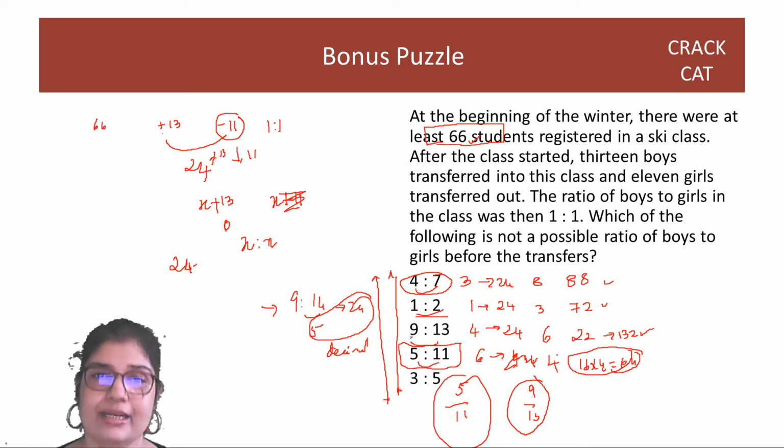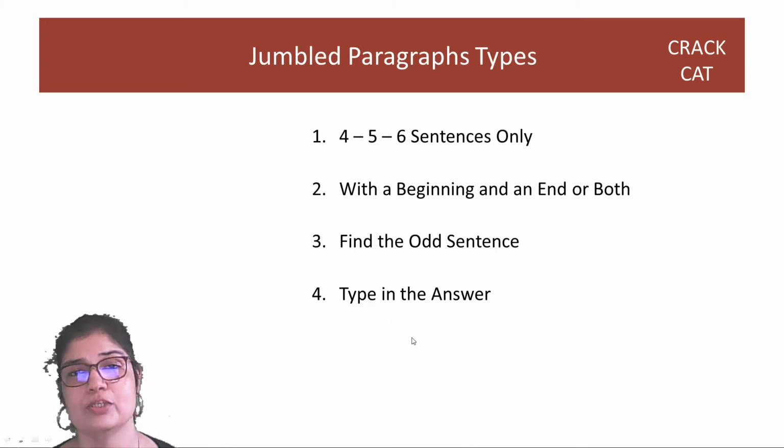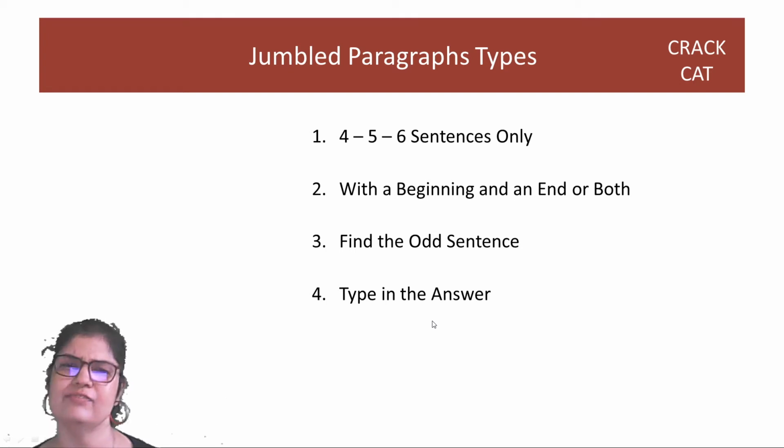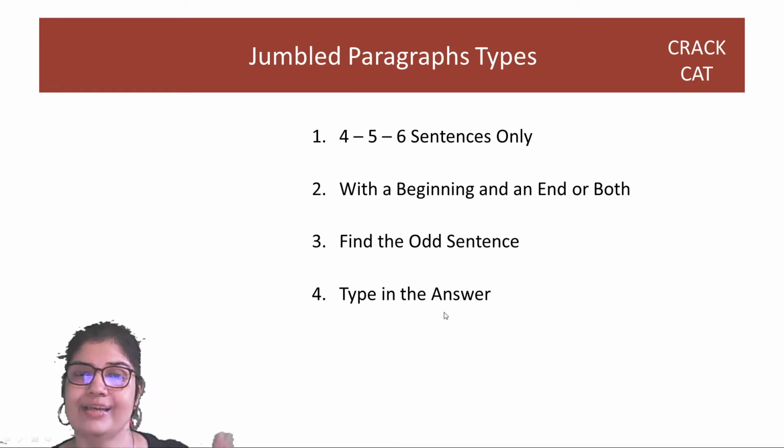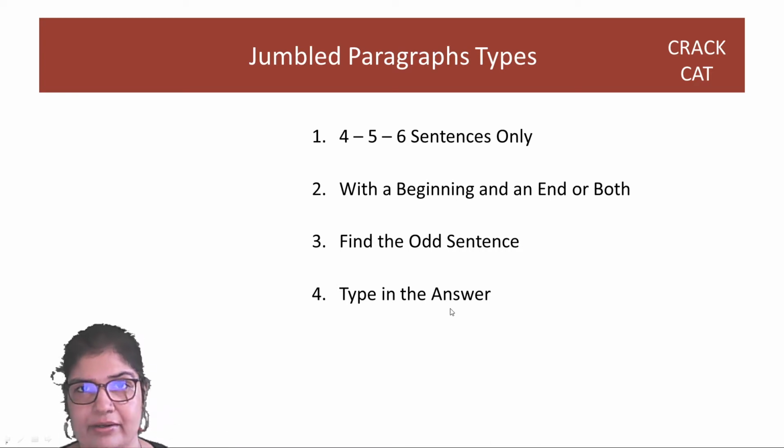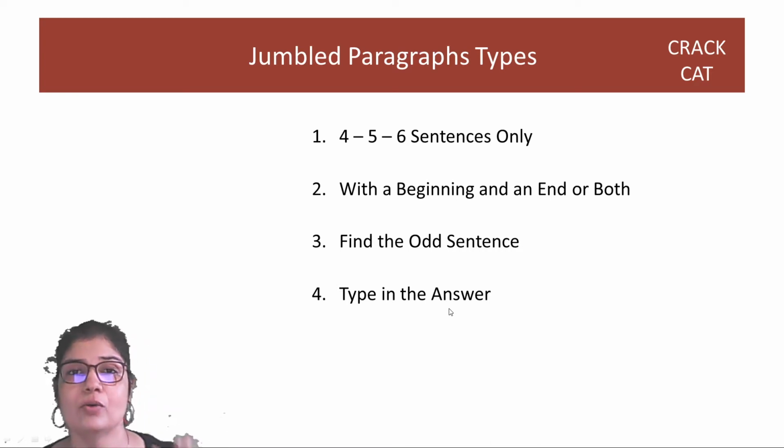So great. Now let's move on to what we are waiting for, which is jumble paragraphs. There has not been a single year in the CAT when you did not have jumble paragraphs. Okay. So RC and jumble paragraphs, these two are the constants.